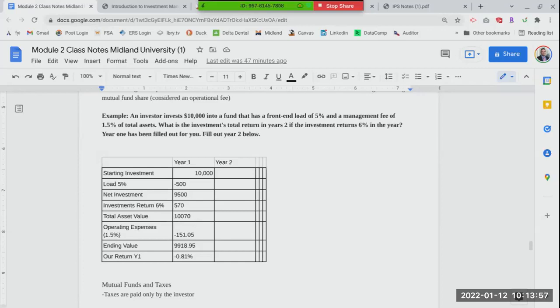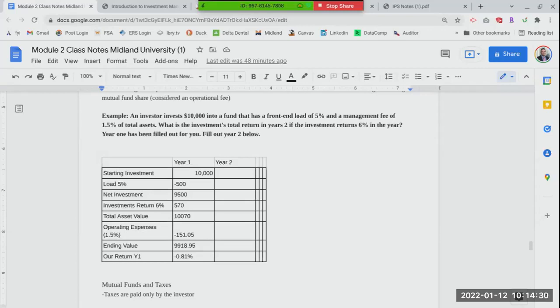But now we're going to need to pay our operating expenses of 1.5% of that $10,070. And we're going to be left with an ending value of $9,918.95. If we take that $9,918.95 and we divide that by our initial investment of $10,000, we get a negative 0.81% return in year one. So that's pretty different from a 6% return.